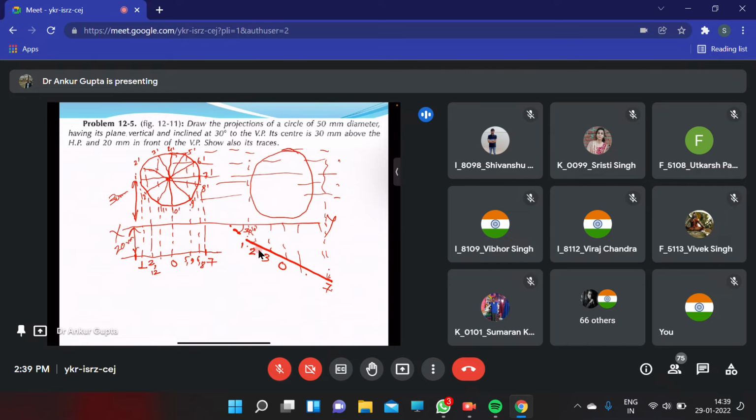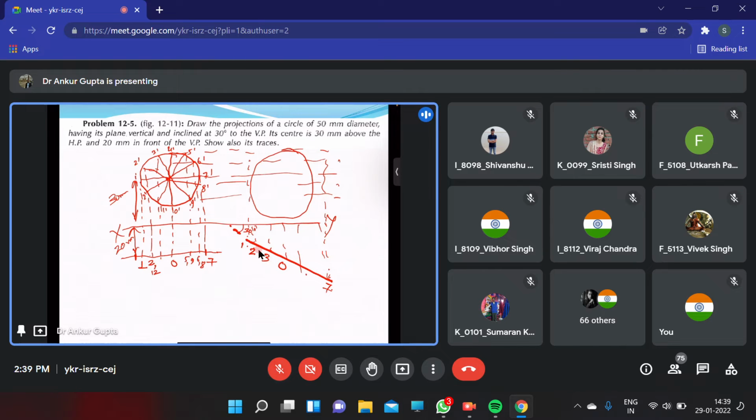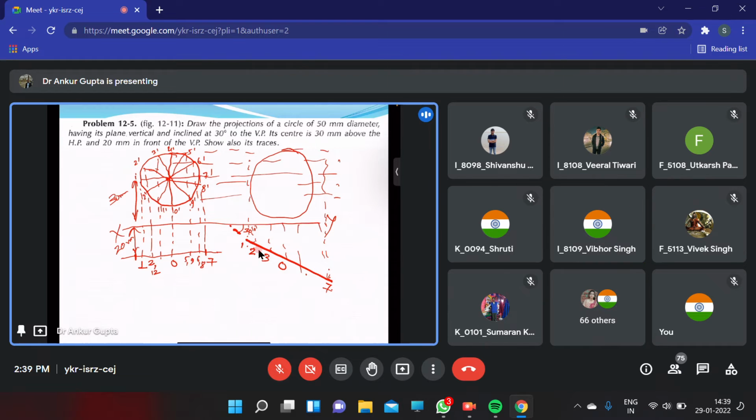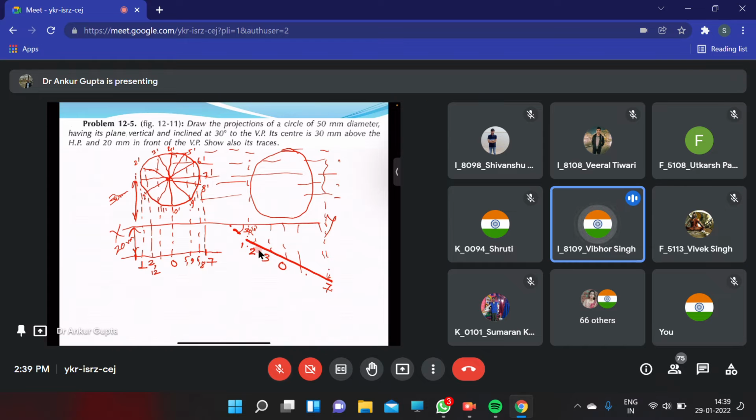Procedure is clear. Diagram it will be better in the next slide. You have already seen. Procedure is clear. So the inclined line is 50 mm, right? Inclined line is 50 mm.